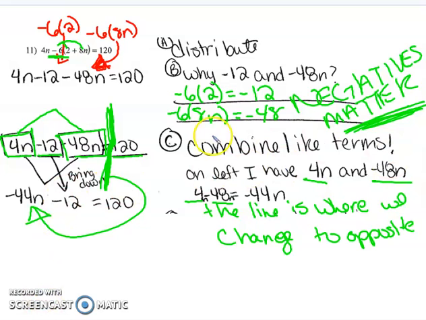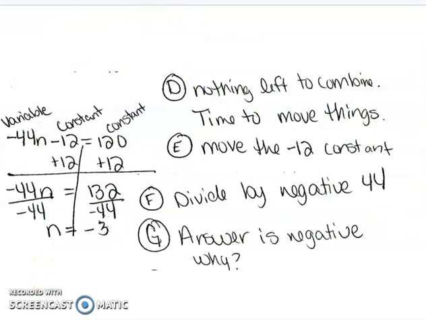Then I just brought my 12 down. I didn't touch it. And I brought my 120 down. Didn't touch it. So right here, I just rewrote it. Okay, or I just moved to a new page. So you guys can see. My variable, my constant, my constant. So why would I move the 12 and not the 44? Doesn't have variable. I want to move these constants and get this out of here. Okay?